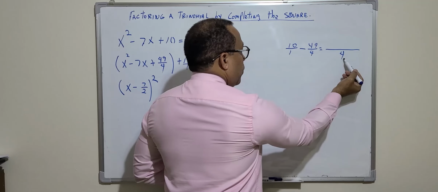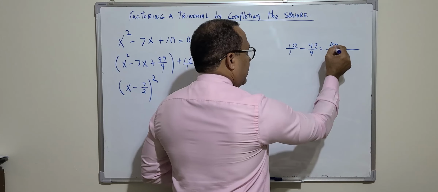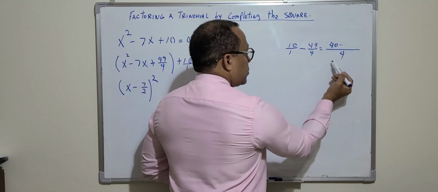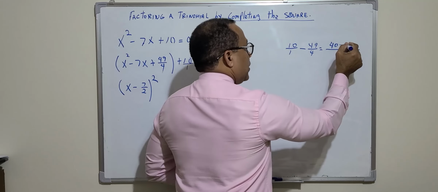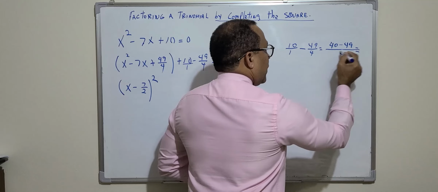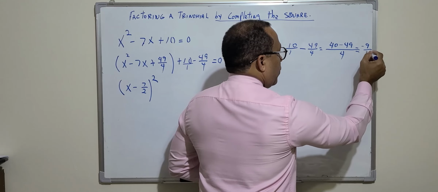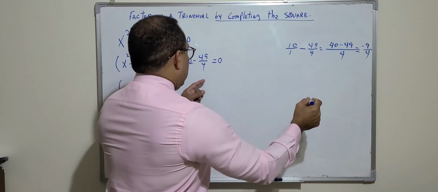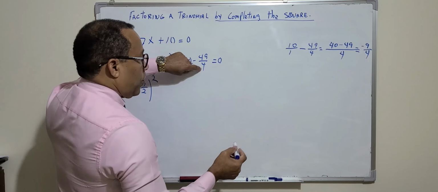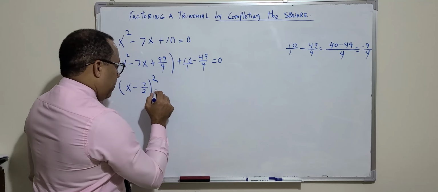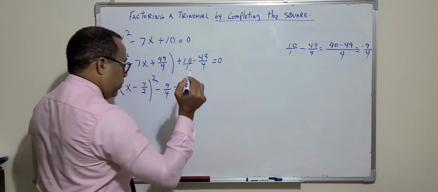And now we do 4 divided by 1 is 4. 4 times 10 is 40. Minus 4 divided by 4 is 1. 1 times 49 is 49. 40 minus 49 is negative 9 over 4. So the result of plus 10 minus 49/4 is the same as minus 9/4 equals 0.